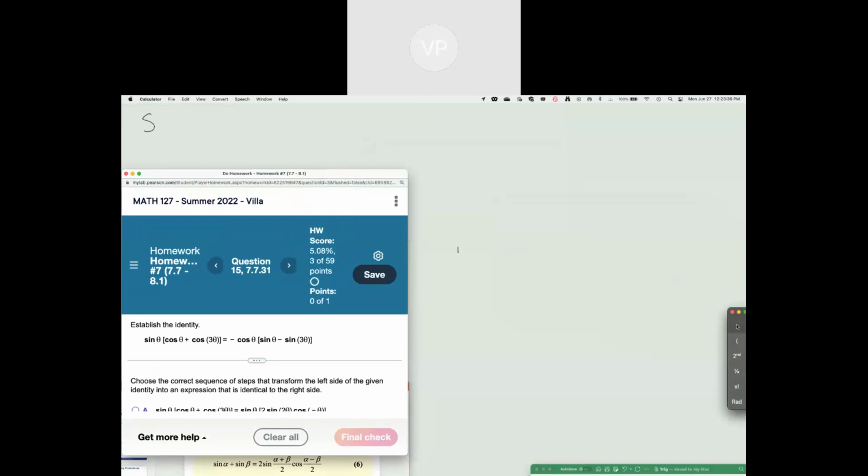So I have sine of theta times the bracket of cosine theta plus cosine 3 theta. We want to get that equal to negative cosine theta, sine theta minus sine 3 theta. Okay, so as you're going through this one, I'm going to get more room on the screen to make sure I copied everything right. All right, so we want to make these equal.